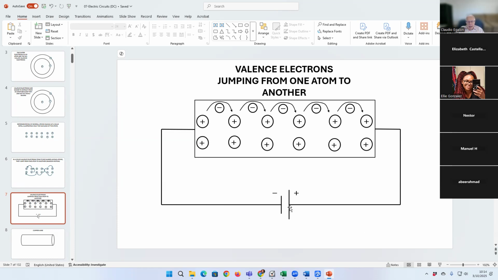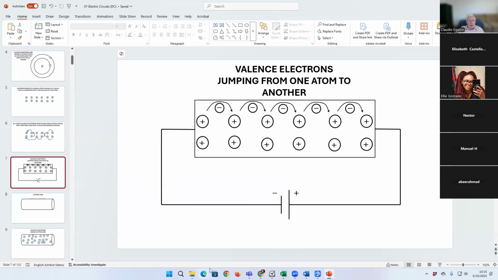Between this terminal of the battery and this other terminal of the battery, we have an electric potential difference. And the value of the electric potential difference is going to depend on your battery. If it's a 1.5 volt battery, the electric potential difference between those two terminals is going to be 1 volt and a half. If it's a 9 volt battery, the electric potential difference between those two terminals is going to be 9 volts, and so on. You get this idea?